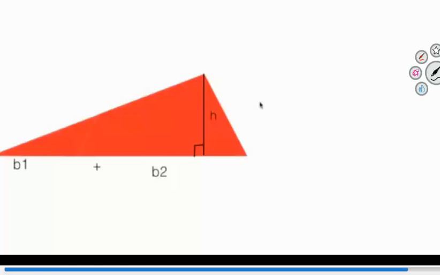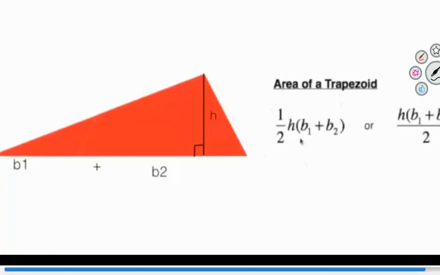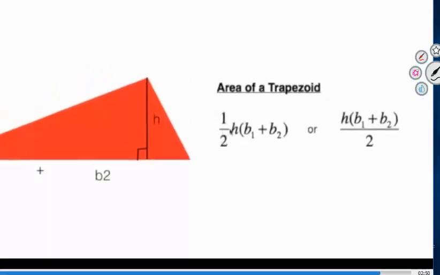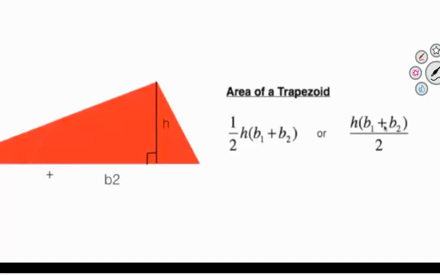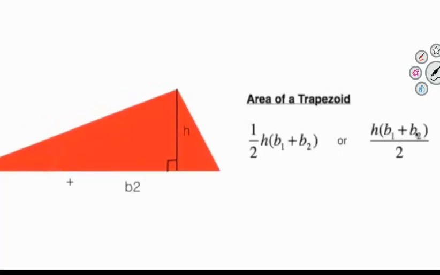So with that in mind, here are the formulas for area of a trapezoid. You can either think of it this way, right? B1 plus B2 times that by the height and then 1/2 of that. Or you can think of it as this way. Again, B1 plus B2 in parentheses, do that first, times your height and then divide all that by 2. They're the same formulas, just written different ways.